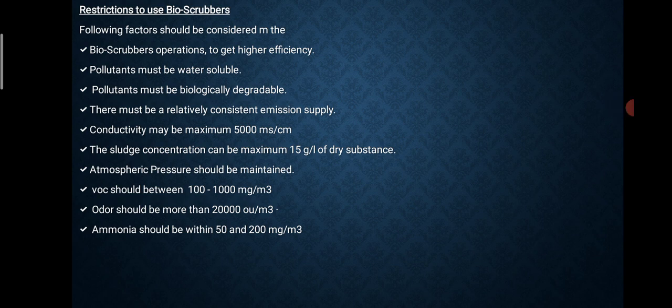Restrictions to use bioscrubbers. The following factors should be considered for bioscrubber operations to get higher efficiency. Pollutants must be water soluble. Pollutants must be biologically degradable. There must be a relatively consistent emission supply.